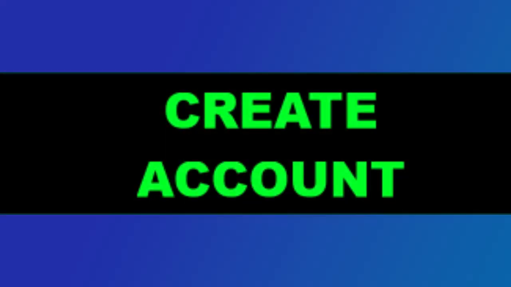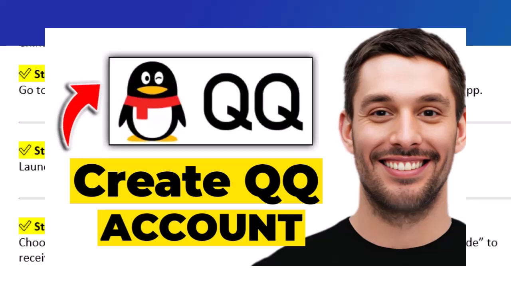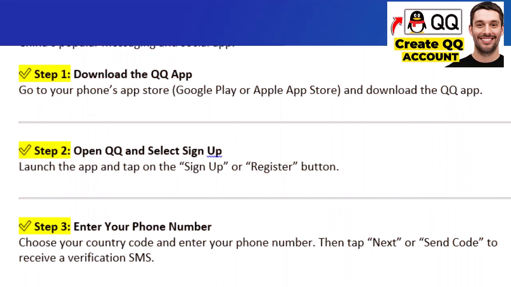In this video, I'll show you how to create a QQ account so you can start using China's popular messaging and social app. Step 1. Download the QQ app. Go to your phone's App Store, Google Play, or Apple App Store, and download the QQ app. Step 2. Open QQ and select Sign Up. Launch the app and tap on the Sign Up or Register button.